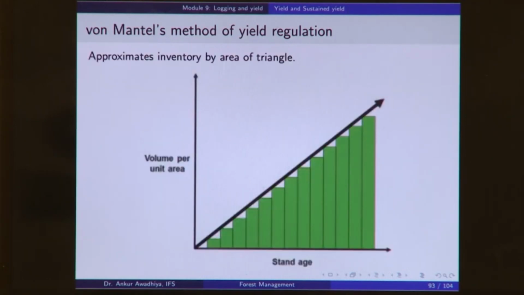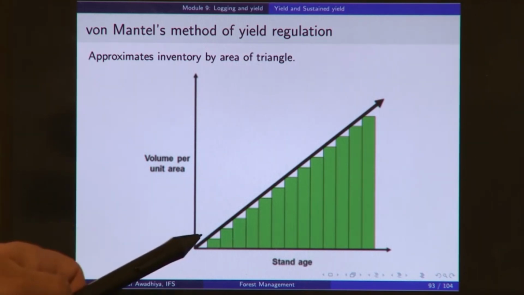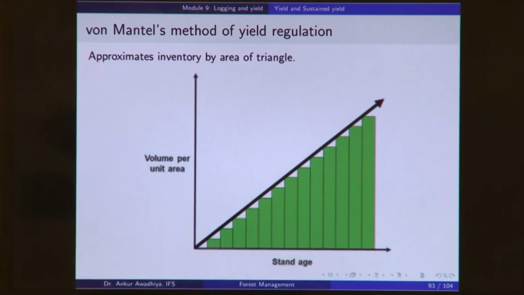Next, we come to von Mantel's method of yield regulation. This is one of the most highly used methods. It approximates the inventory by the area of a triangle. So, what it says is that if we look at the stand age for an even-aged forest, and if we look at volume per unit area, then if the age of the stand is more, these trees have gotten much more time to put up increment, and so their volume is more.